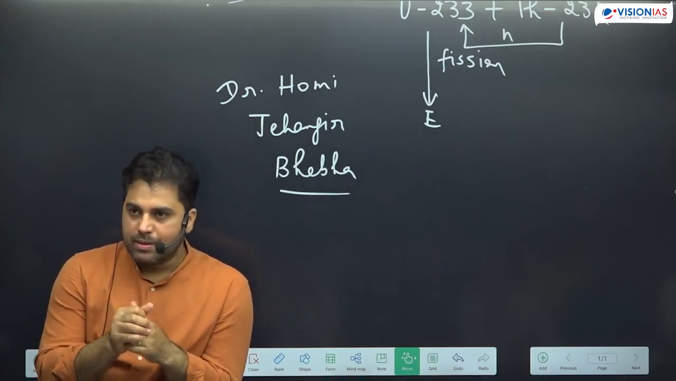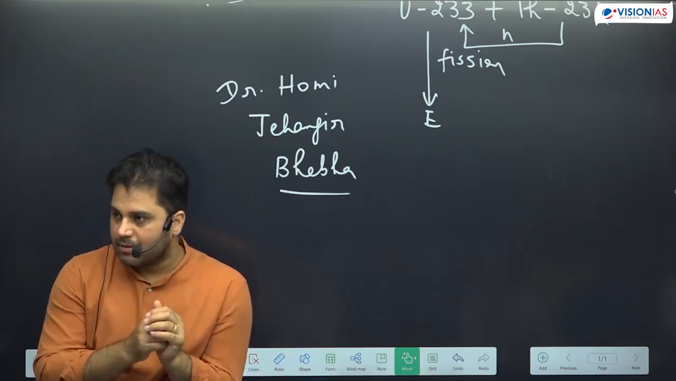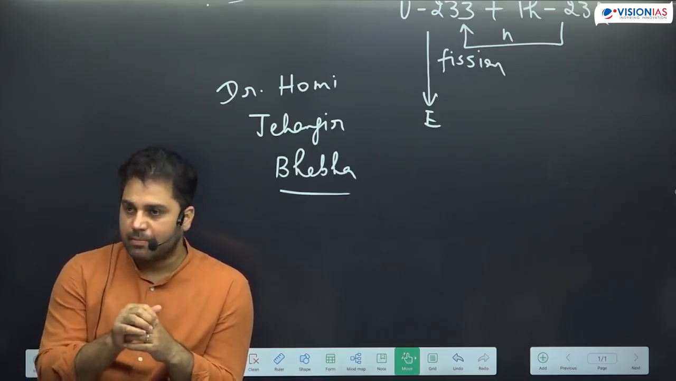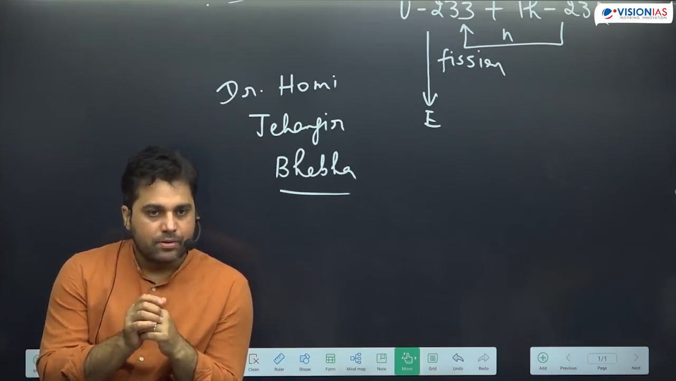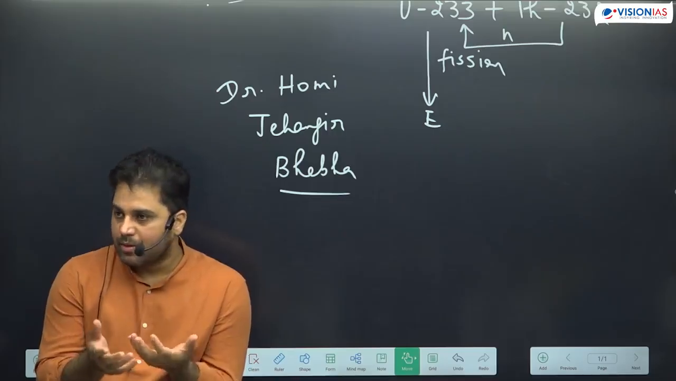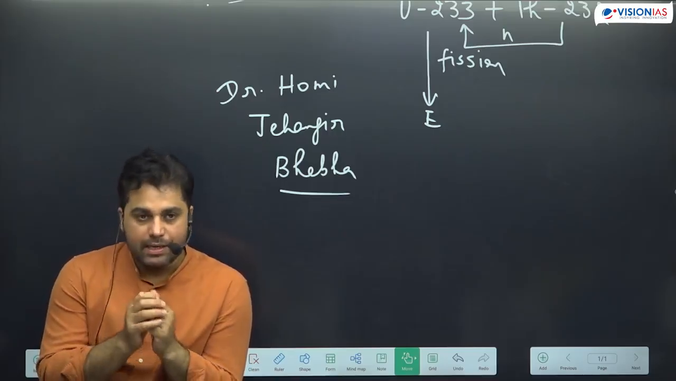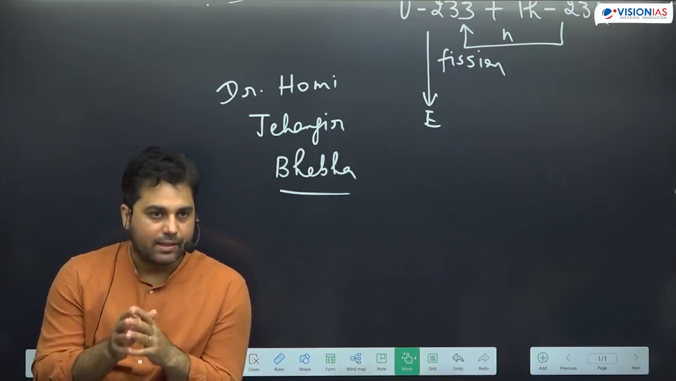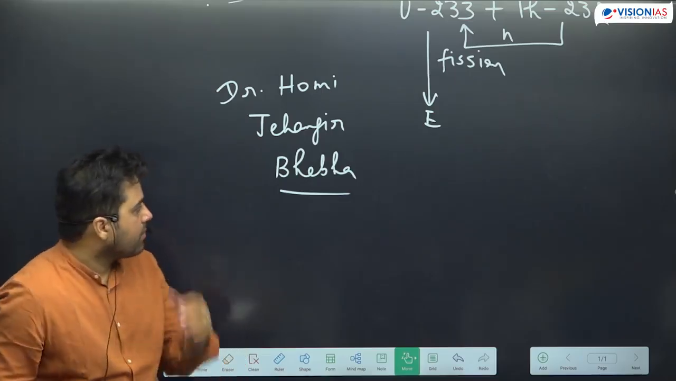But nonetheless, Dr. Homi Jahangir Bhabha was nominated thrice for Nobel Prize in Physics. Had he lived, perhaps he would have won also. Nobel Prize is not given posthumously. So he is one of the greatest scientists in the field of nuclear science, not just of India, but of the world. So write down a few things here.